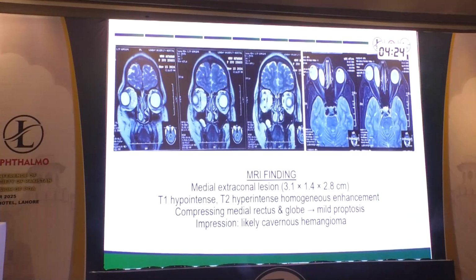So when we went for the investigation on MRI, we found there is a medial extraconal lesion measuring 3.1 by 1.4 by 2.8 centimeter. On T1, it was hyperintense with hyperintense on T2. Homogeneous enhancement was found, and there was a compression of the medial rectus and globe, causing a mild proptosis and impression like a cavernous hemangioma.